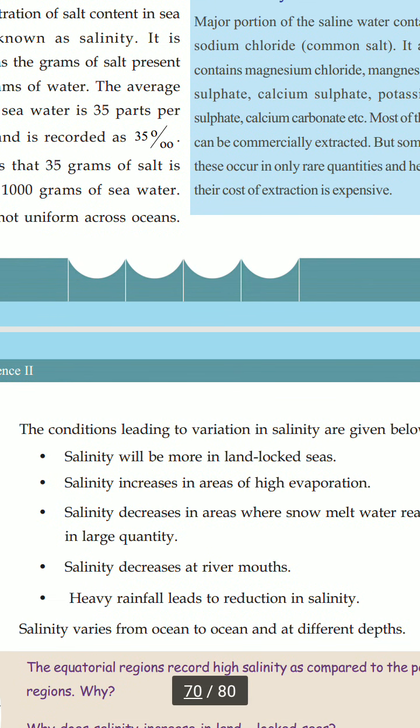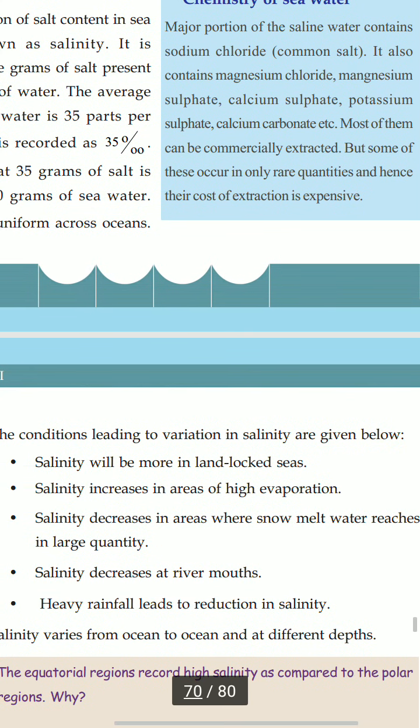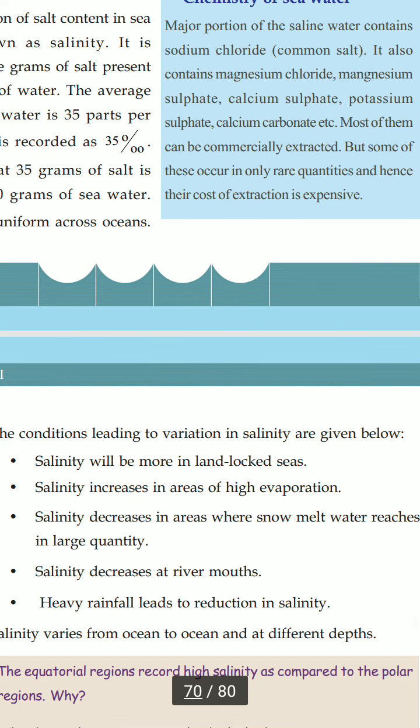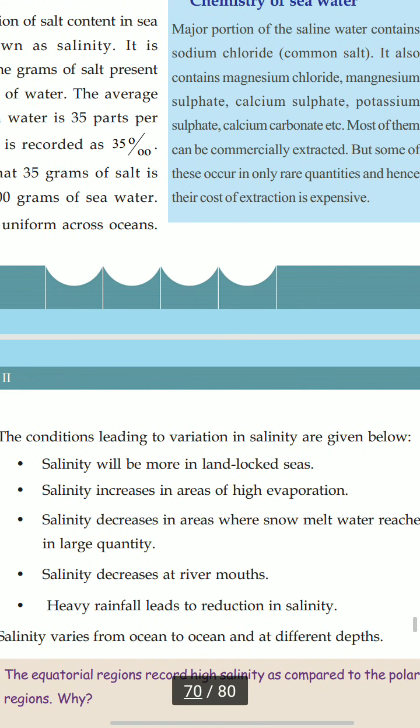Salinity increases in areas of high evaporation. Where high evaporation takes place, there the salinity will be high. Salinity decreases in areas where snow melt water reaches in large quantity. For example, in Antarctica, the snow will melt and reach the sea. There the salinity will be very low. Why? Because when ice melts, it changes into water. When water content is more, the salt content will be very little in that area. So the salinity decreases.